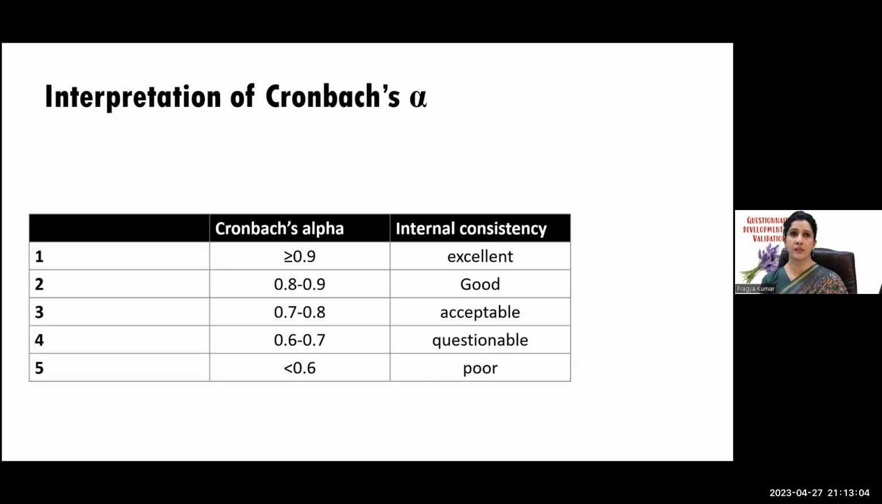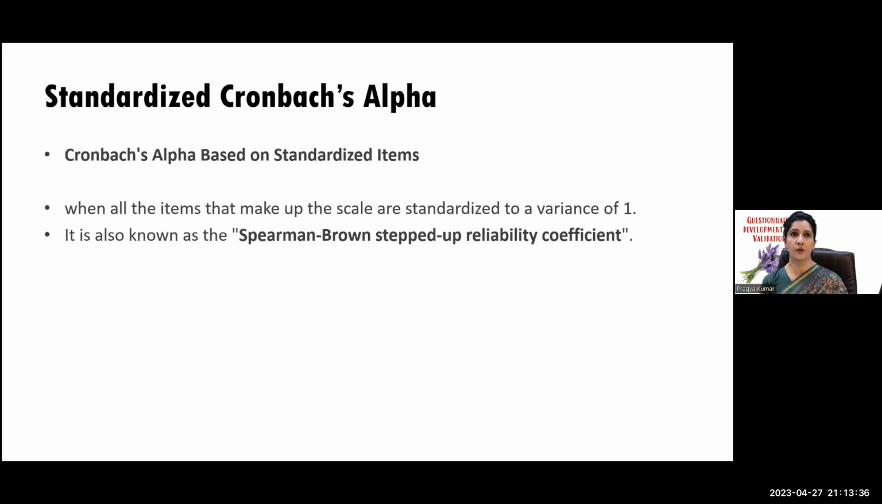Coming to the interpretation, how do we interpret the value of Cronbach alpha? If the value of Cronbach alpha is more than or equal to 0.9, it is an excellently reliable scale. If it is between 0.8 and 0.9, we say it is good. But for a scale to be acceptable, it should be at least 0.7. So 0.7 and more is acceptable. Less than 0.7 is not acceptable at all.